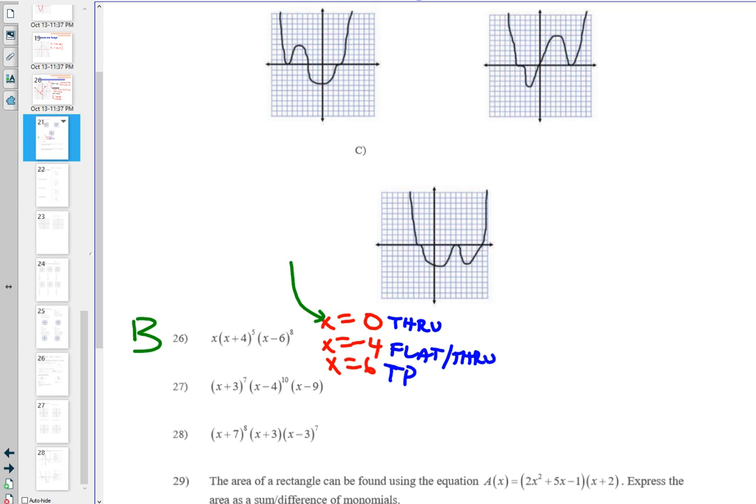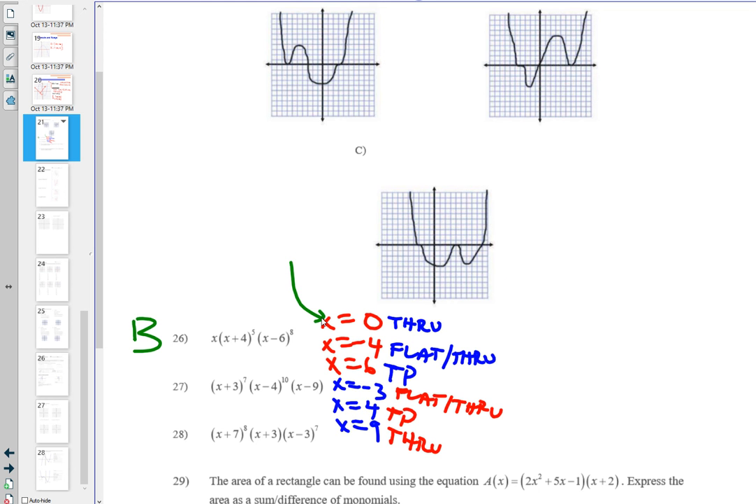This next one, we're touching at -3, at 4, and at 9. At -3, the multiplicity is 7, so that's going to be flat and then through. At 4, it's even, so there's going to be a turning point. And at 9, the multiplicity is 1, so that's just going to go straight through.